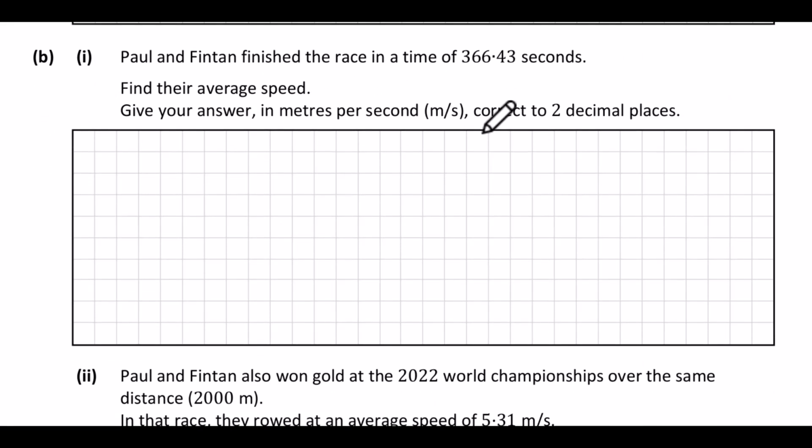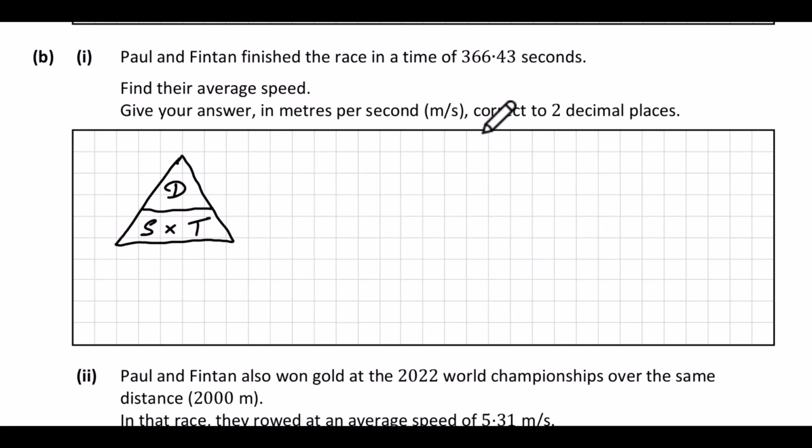So Paul and Fintan finished the race in a time of 366.43 seconds. Find their average speed. So give your answer in meters per second, correct to 2 decimal places. So this is just a speed, distance, time type question. So you might be familiar with Dad's silly triangle. So this is Dad's silly triangle.